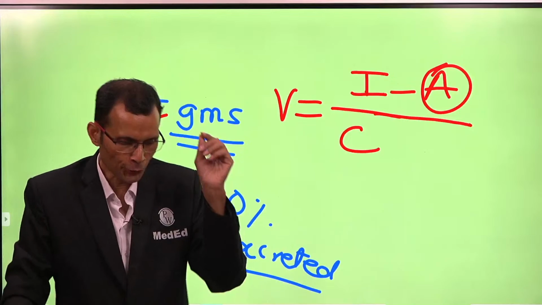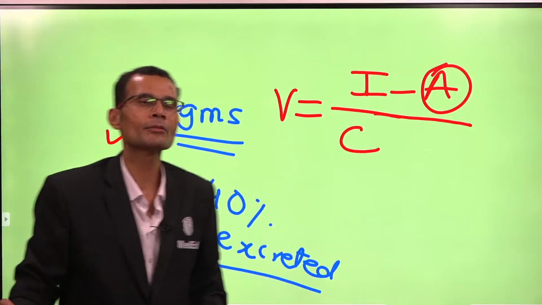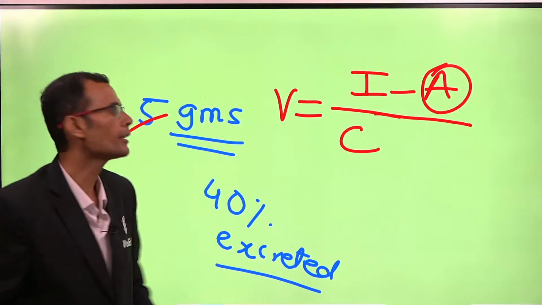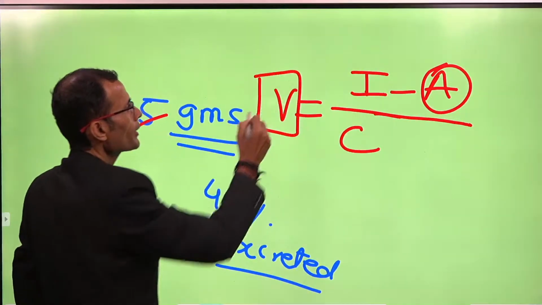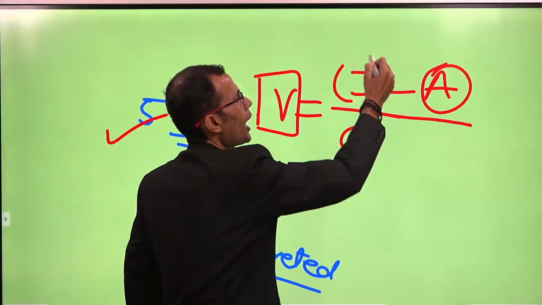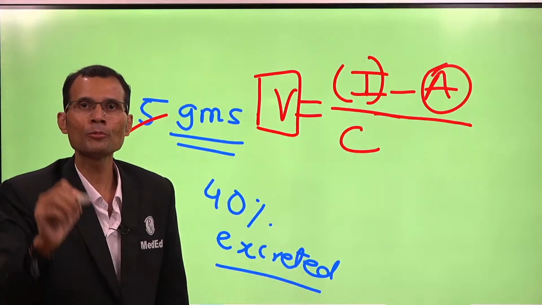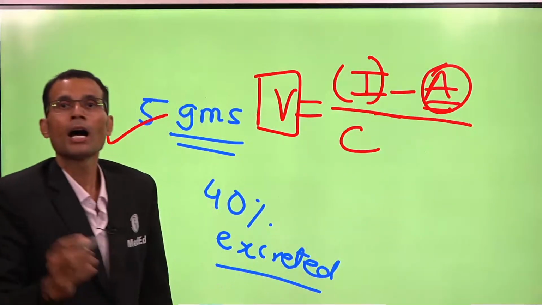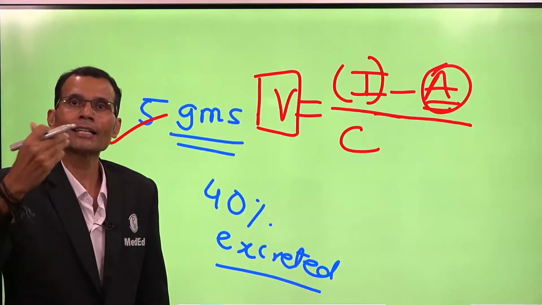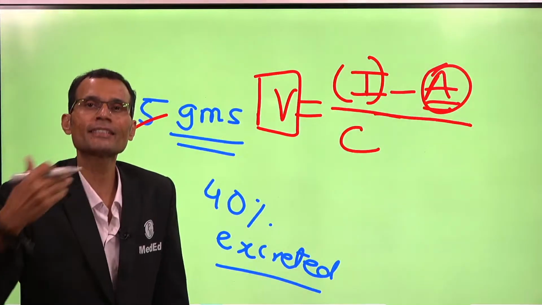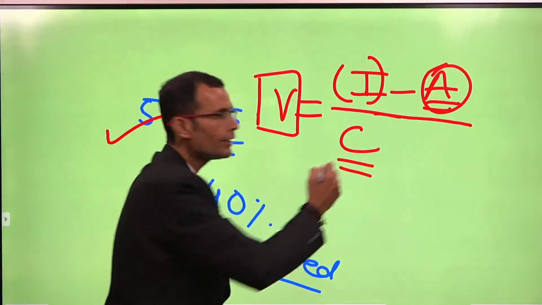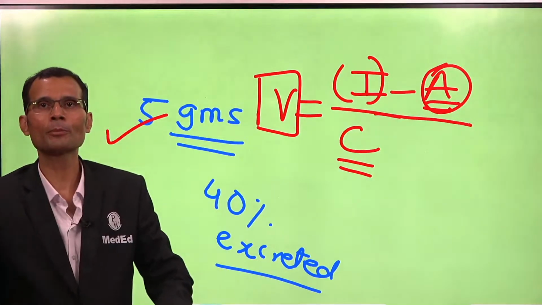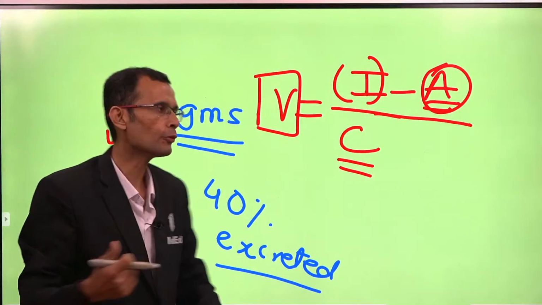So now I want you to repeatedly say in your mind twice or thrice, V is equal to I minus A upon C. Volume of the compartment being measured is equal to I, the initial volume of the indicator that you inject into the compartment, minus A, the amount of the indicator that leaves the compartment or gets excreted out of the body, upon C, the concentration of the indicator when you collect the sample from the compartment, from the ECF.